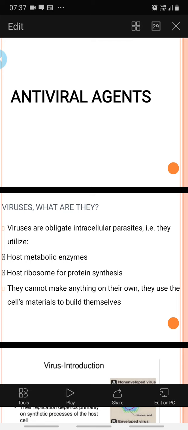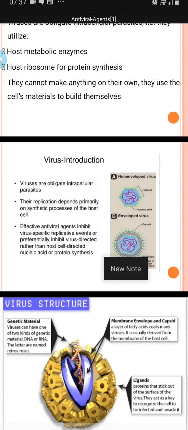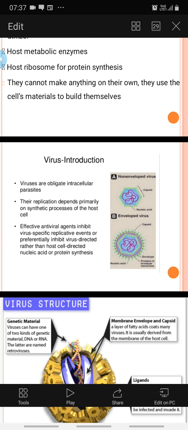So viruses are obligate intracellular parasites, and they utilize host metabolizing enzymes and host ribosomes for protein synthesis. As they cannot make anything on their own, they use the cellular materials of the host to build themselves, and that's why they are called intracellular parasites. Their replication depends primarily on the synthetic process of the host cell. Viruses can be non-enveloped or enveloped, and they have nucleic acid and capsid.